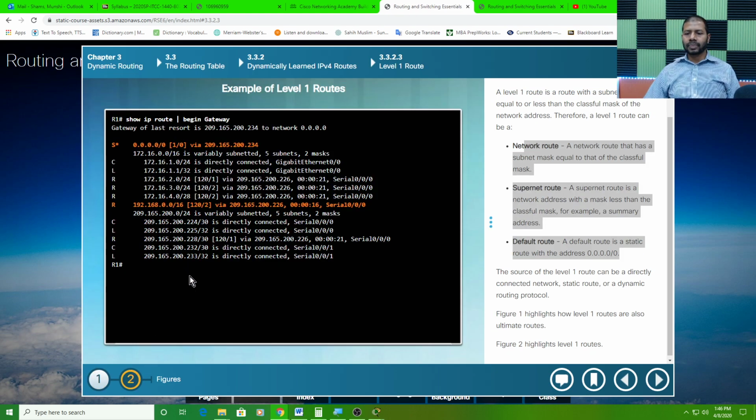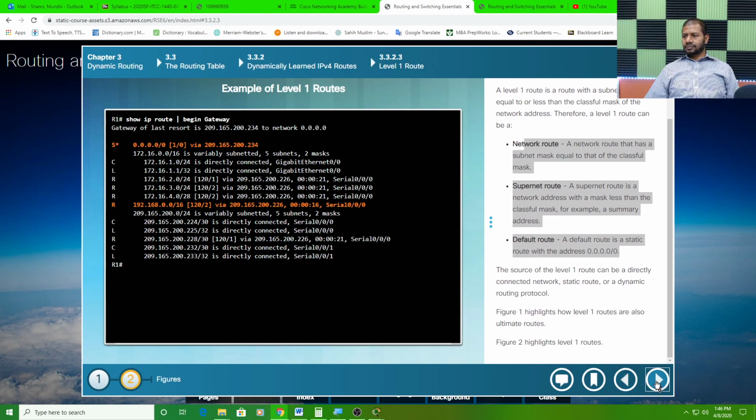Okay, so look at here. The ones that are highlighted in here are level 1 routes. Here, why is this line white? What is the reason? This one starts with C, because it's a 24-bit mask. But it's a class B, 172.16. 172 is a class B. Class B's default mask is what? 16, but it's 24, so it's higher. Higher is child level, not level 1.